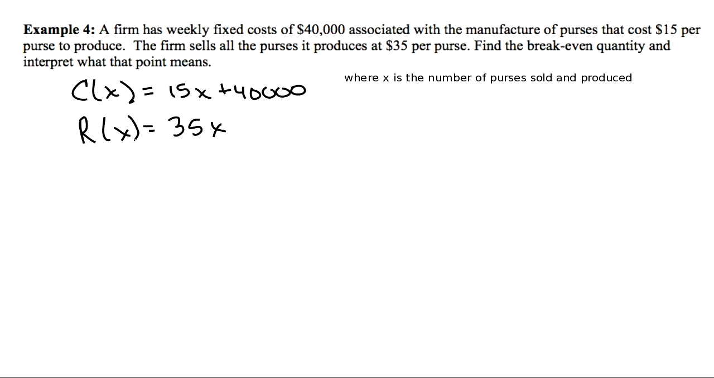So the break-even quantity is really just the X value that we're looking for. Like, how many purses would you have to sell in order to break even? We can talk a little bit further about what the Y value would represent, but let's solve this problem first. So finding the break-even quantity, since I'm given revenue and cost, what I want to do is set these two equal to each other. Where does revenue equal cost? Where are these two the same? This is kind of like substitution, if you will. So we know that revenue is 35x, and I know that cost is 15x plus 40,000.